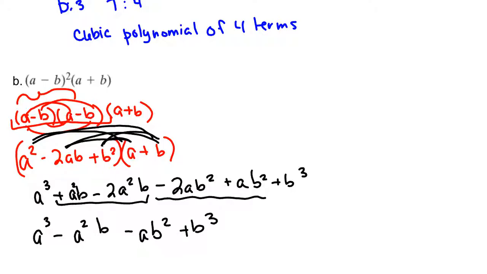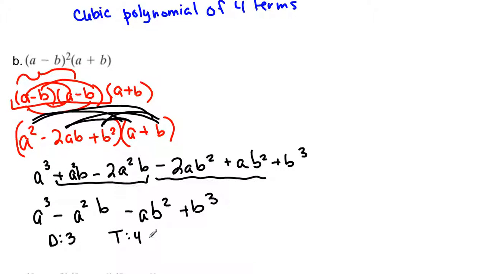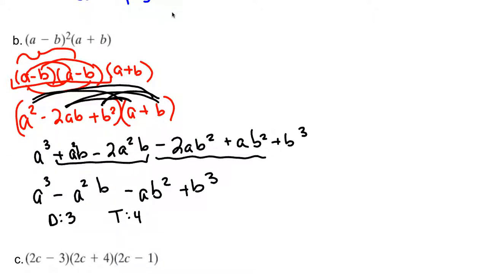All right, so this is the polynomial that we have. And again, because a is the leading term, that's what we're going to classify this by. So this is degree 3. And there's 1, 2, 3, 4 terms. So this has the same official classification name as the one we did above. This is a cubic polynomial of 4 terms.